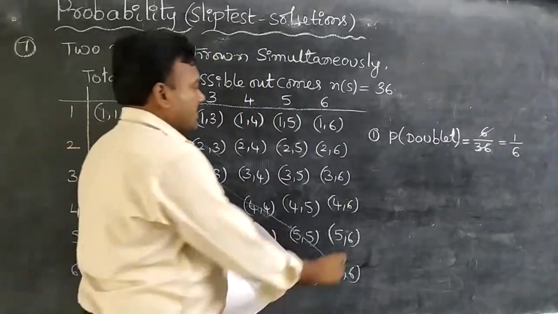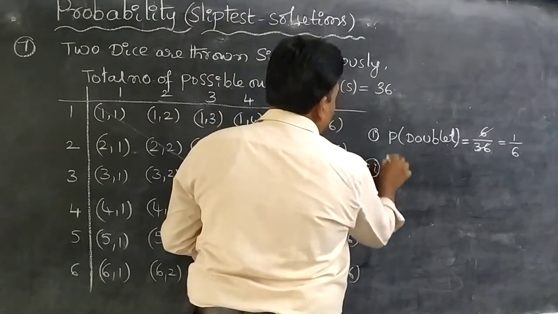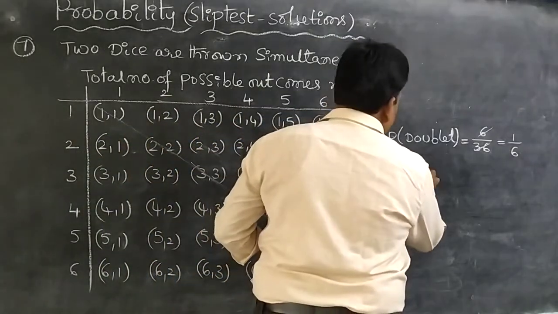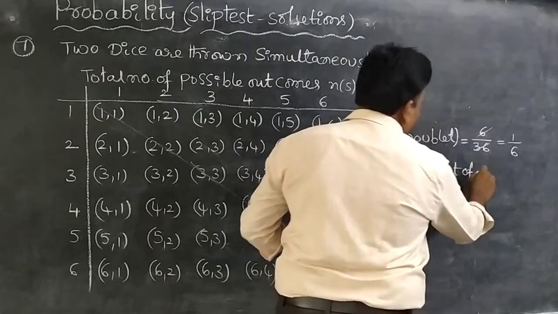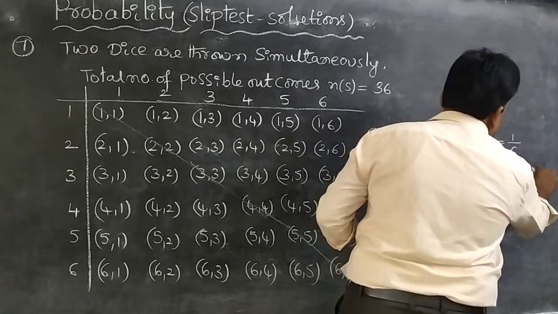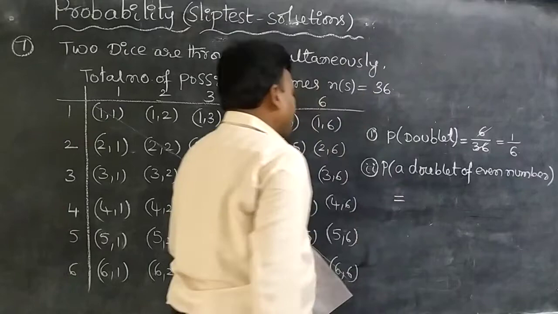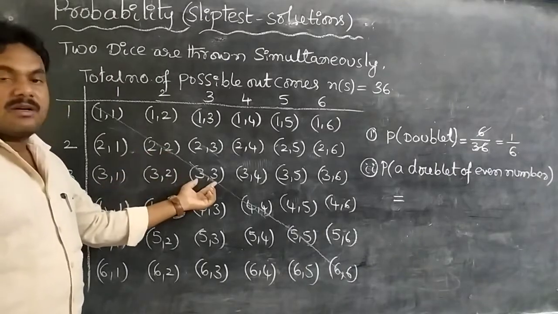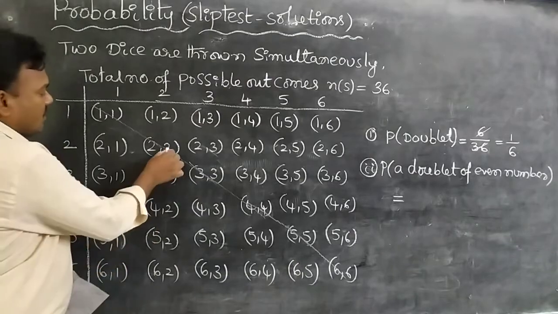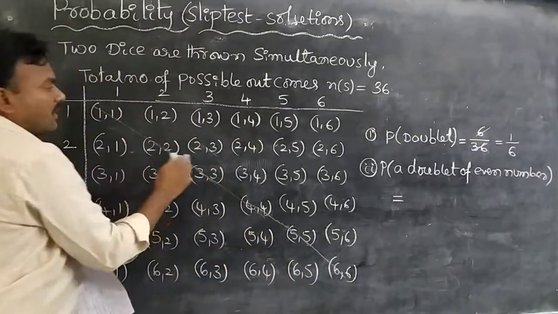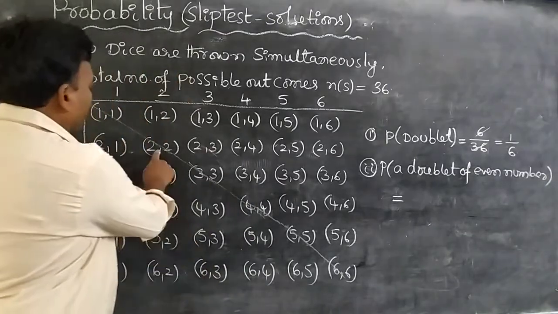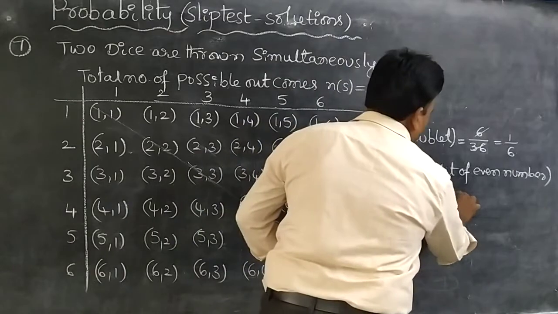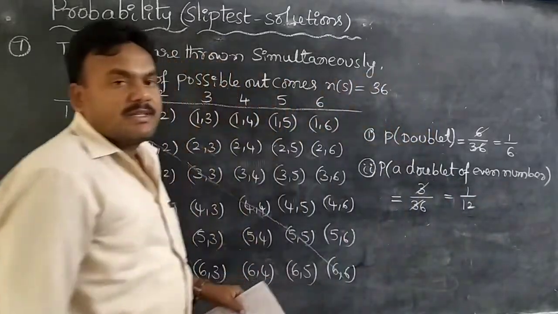Next, the second one, students. Observe the second problem: the probability of a doublet of even numbers. Among the doublets, which are even numbers? Two even numbers, is it or not? But 3 is not an even number, it is an odd number. Here 2,2, 4,4, 6,6 are the doublets of even numbers. How many of them? 1, 2, 3. So favorable outcomes equal 3, total outcomes equal 36. Strike it off, what do you get? 1 by 12 is the solution, students.